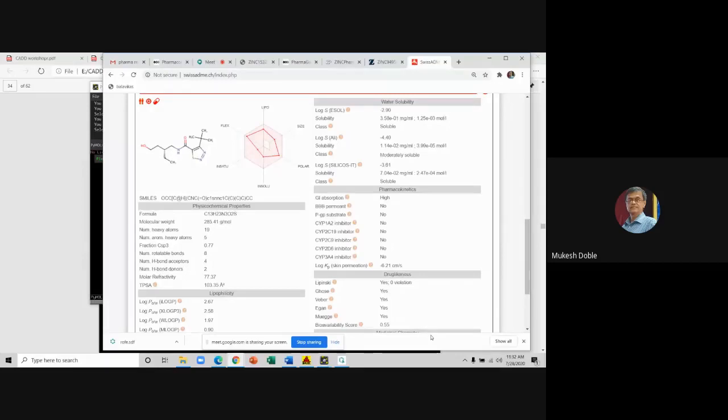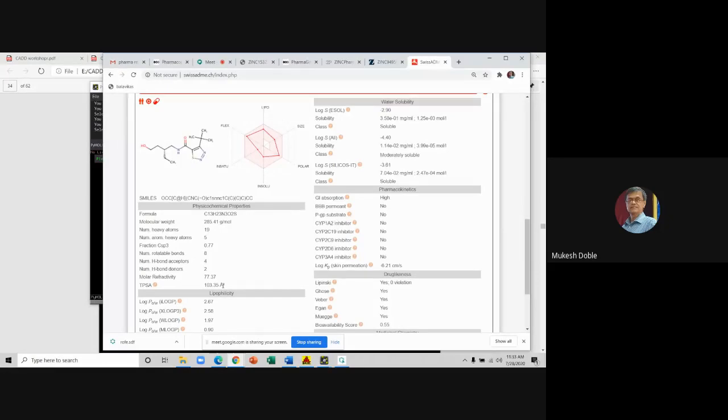So instead of taking the first molecule, which has the lowest RMSD, I would prefer the second molecule because it satisfies all the rules. The GI absorption is also high. It's less polar. The previous molecule had a very high total polar surface area. See here, it has come down to a very small number, 103.